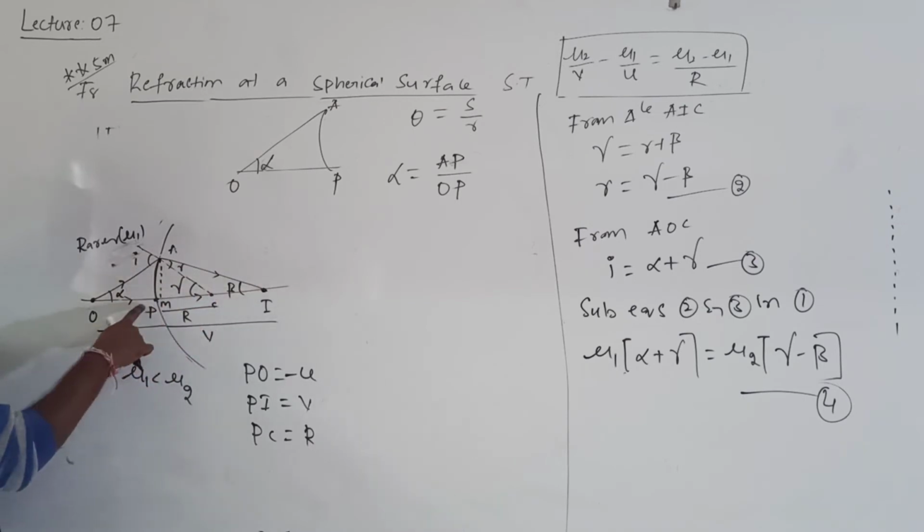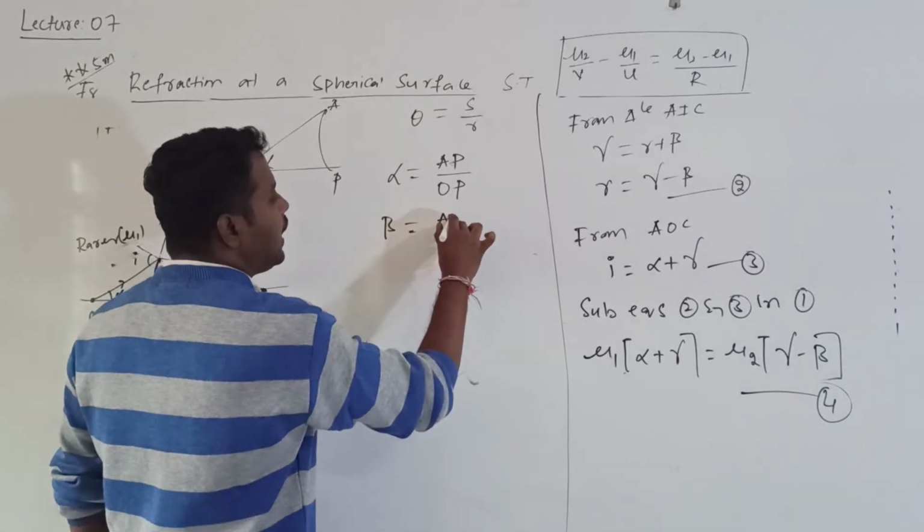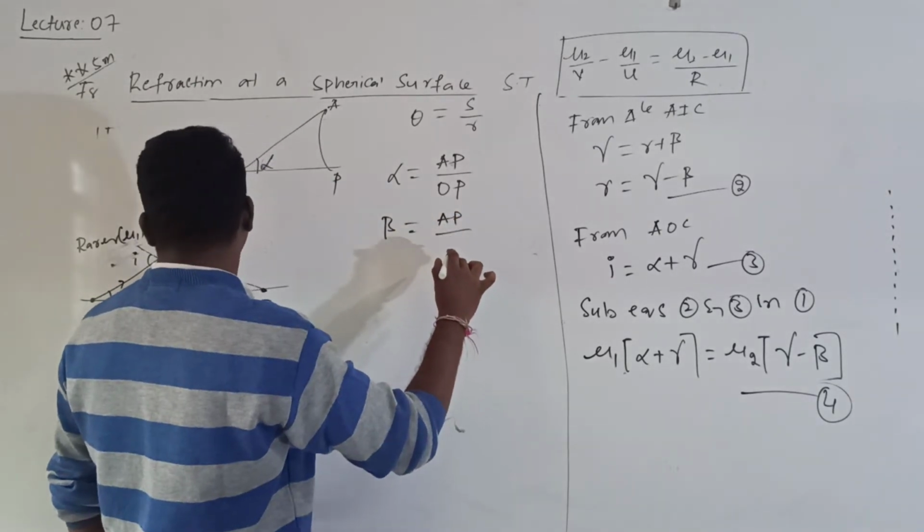Similarly, can I write the definition of beta? Beta also looks like an arc. So what is the value of beta? Beta is equal to AP divided by, which one? PI.